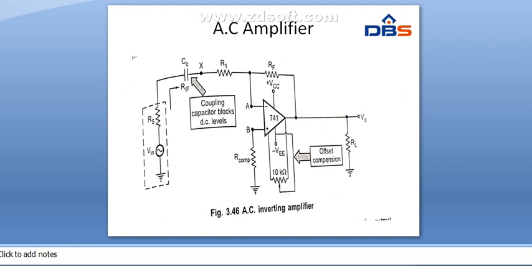Next is the AC amplifier. The op amp can amplify both types of signals, DC and AC. The op amp responding to AC signals is called an AC amplifier. There are two types of AC amplifiers, the inverting AC amplifier and the non-inverting AC amplifier. See the circuit diagram of the inverting AC amplifier.